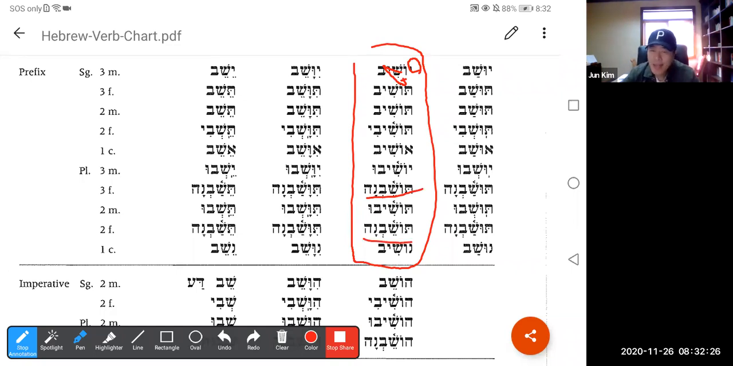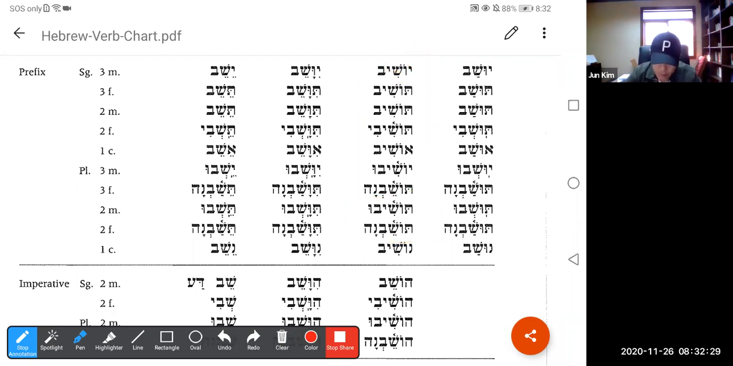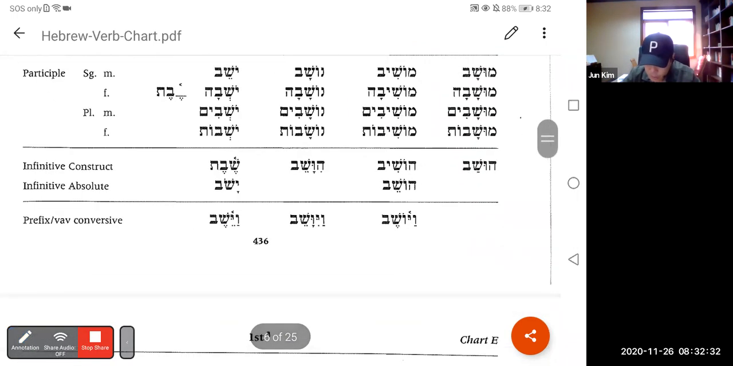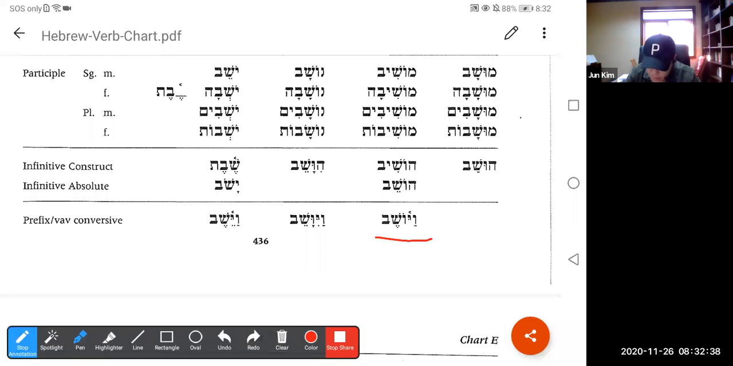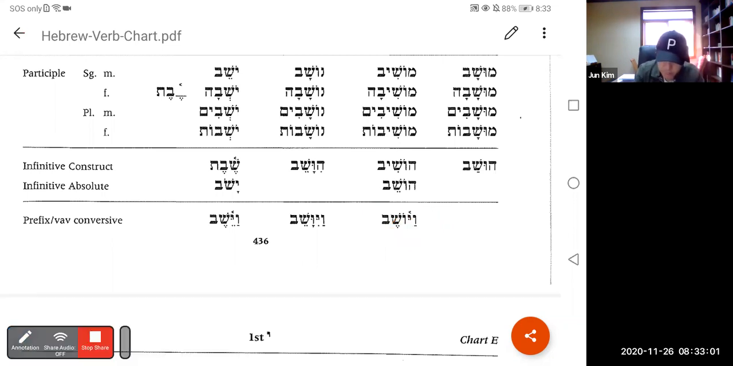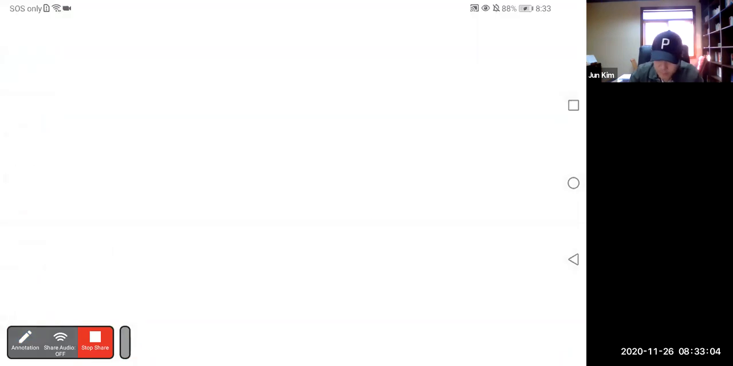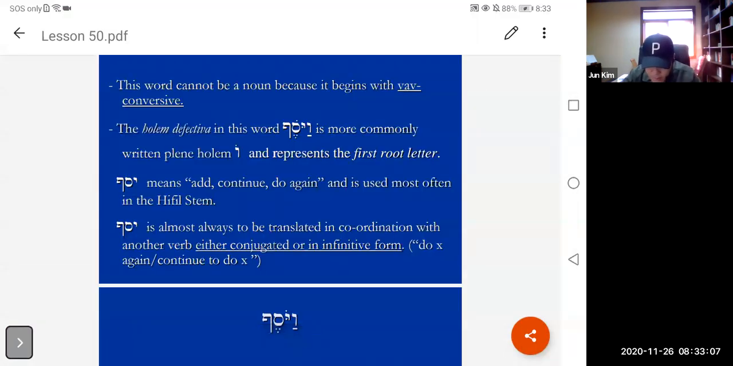So this one is without verb conversive. If we want to see what will happen when the construction of verb conversive comes, just go down and you see this one. As you can see, with verb conversive and Holem plene, the hirek yod became segol. So it's identical. Let's go back to the lesson. It must be Hiphil.